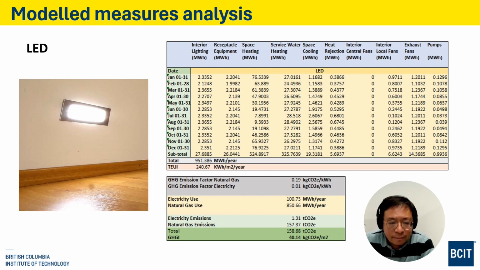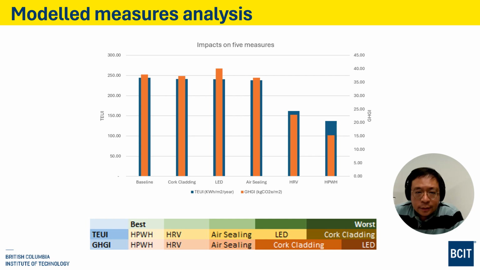In order to have a better picture of the energy saving and the greenhouse gas emission reduction, I have constructed a comparison table on the next page. So here is the comparison chart. The chart in blue is the energy consumption intensity. It shows that all five measures reduce energy consumption, and the HRV and heat pump water heating system give much more saving.